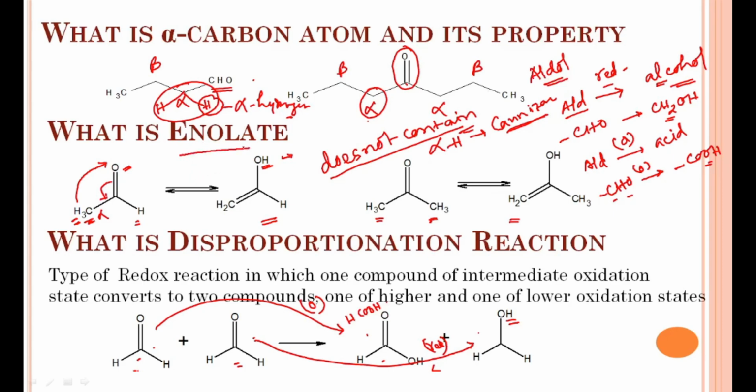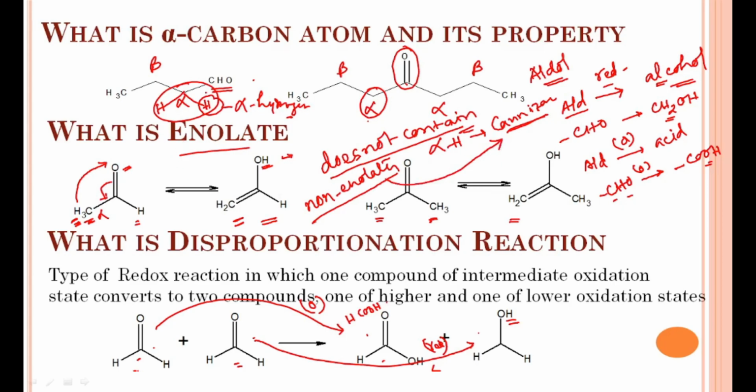Now enolate. You see that if alpha hydrogen is present, then only the enolates are formed. So the aldehyde or ketone compounds that do not form enolates will undergo the Cannizzaro reaction.